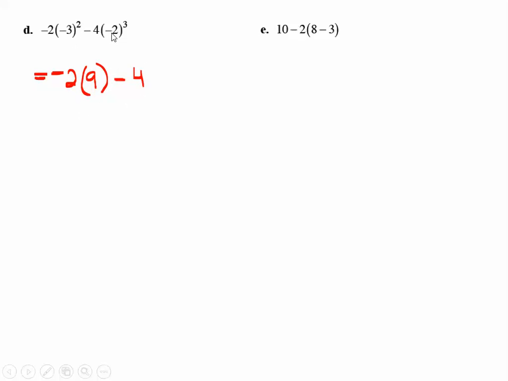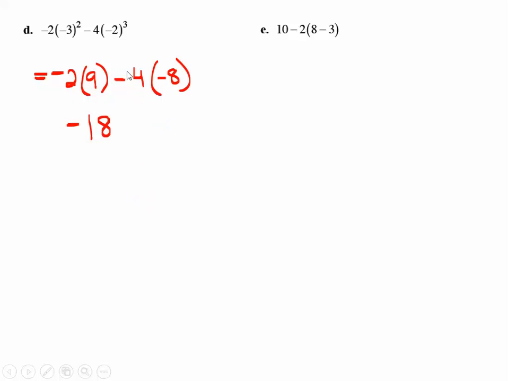This is going to be negative 2 times negative 2 times negative 2. So negative 2 multiplied by itself 3 times. So we got a negative times a negative times a negative. That will surely be a negative answer because there's 3 negatives that are multiplying together. And then 2 times 2 times 2, which should be an 8. Still not done. Negative 2 times 9 is negative 18.